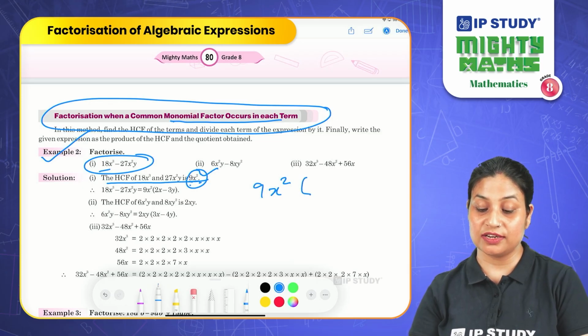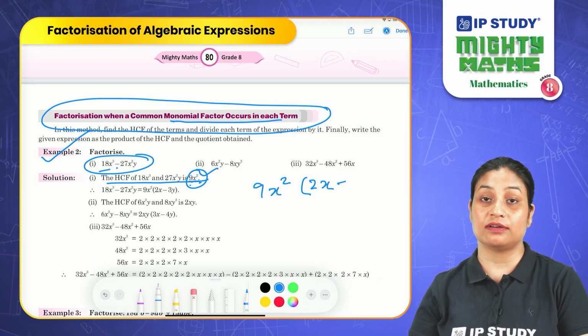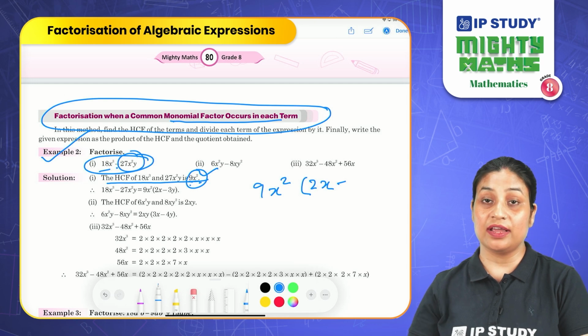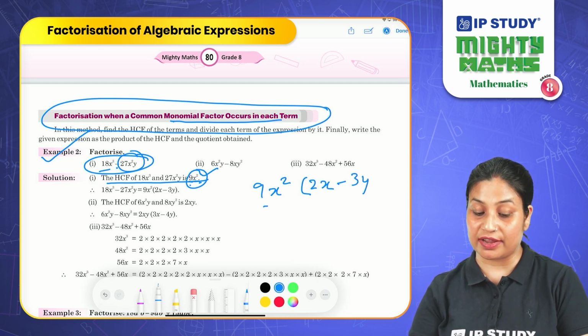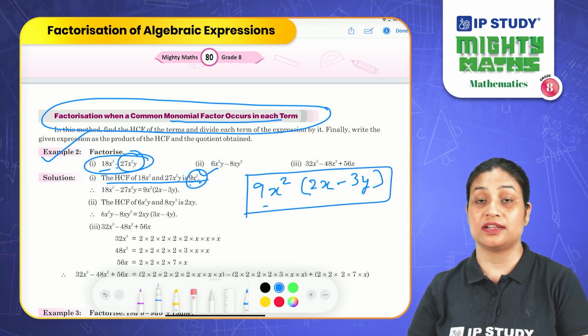So what will you get? You will get 2x, right? Then there is a minus sign, write minus over here. After that, divide 27x²y by 9x². When you do so, what will you get? You will get 3y, right? So this is your answer. This is the required answer.